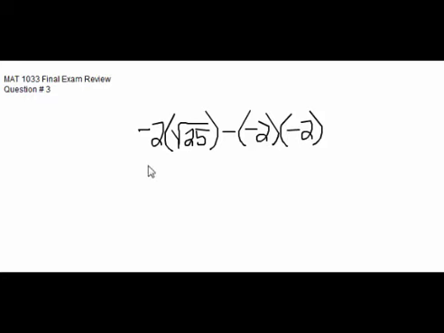So we're going to keep this the same, negative 2, and finding the square root of 25, the principal square root, would be 5. The rest of it would stay the same for the time being, minus negative 2 times negative 2. Let me write it a little bit better so you can see what I'm doing.